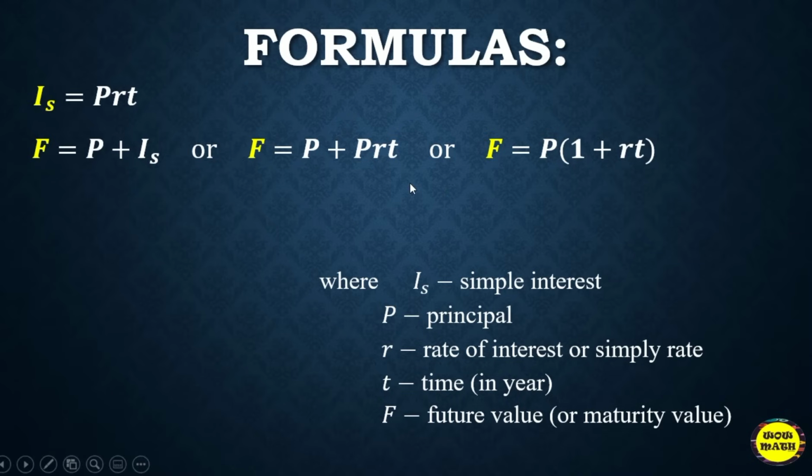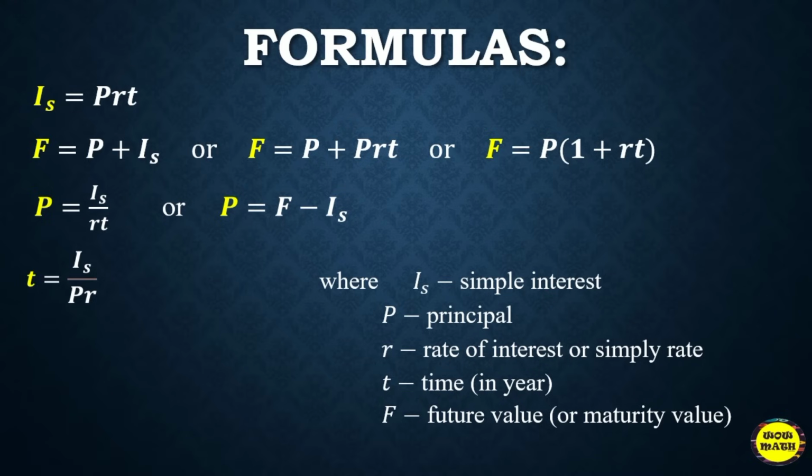So alin man dyan ang gagamitin natin, that is based on the given. Nakadepende sa given. Pwede natin gamitin ang principal plus the interest, or the principal amount plus the PRT, or P times the quantity of 1 plus RT. Kapag hahanapin naman natin yung principal amount, pwedeng gamitin natin I over RT, or P is equal to F minus I. Or gamit rin itong formula na to, makukuha natin yung principal amount by dividing both sides by 1 plus RT. So pwede rin natin gamitin ang principal amount P equals F over 1 plus RT.